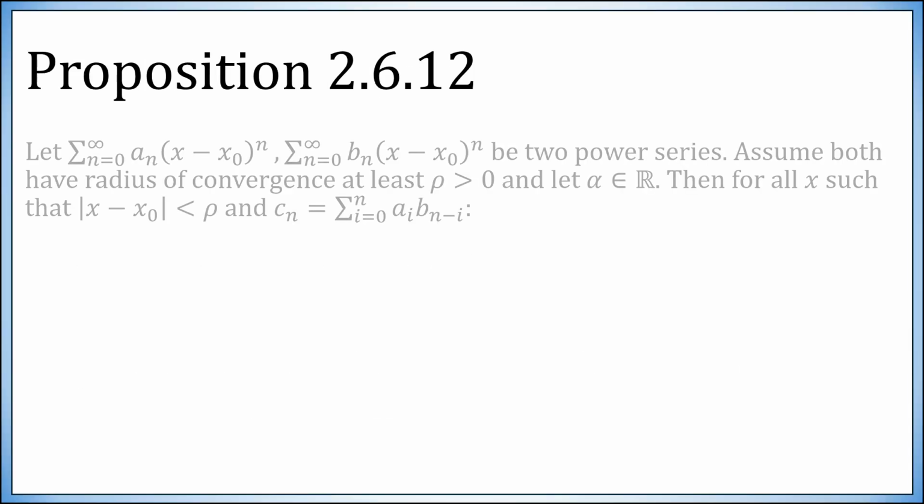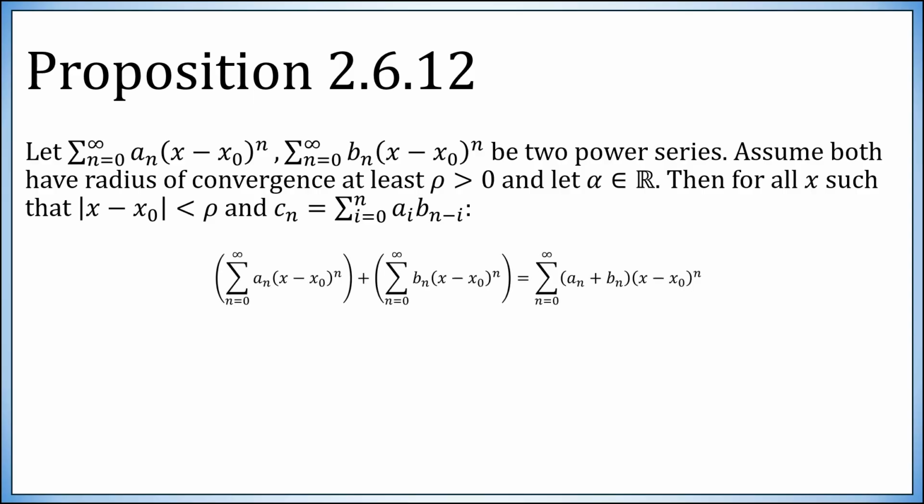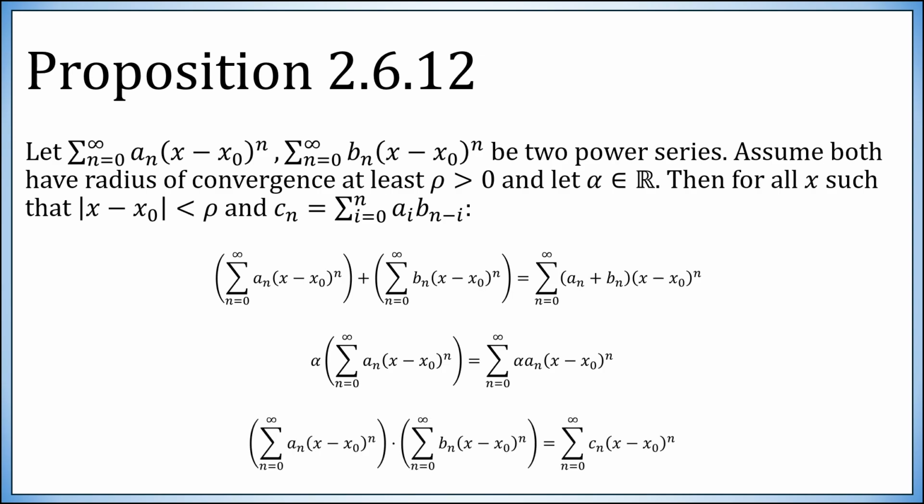So the following is more or less immediate. Suppose a_n and b_n are coefficients of two different power series. Assume they both have a radius of convergence at least as large as rho. Let alpha be an arbitrary real number. Then as long as the distance of x to x naught is less than rho, in other words, it's within the radius of convergence of both power series, and we form coefficients c_n as stated here, the sum of the two power series forms a convergent power series. Alpha times a convergent power series forms a convergent power series, and the product is again convergent, where the new coefficients are given through these Cauchy products.